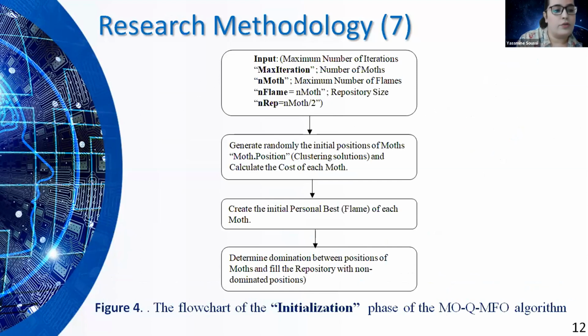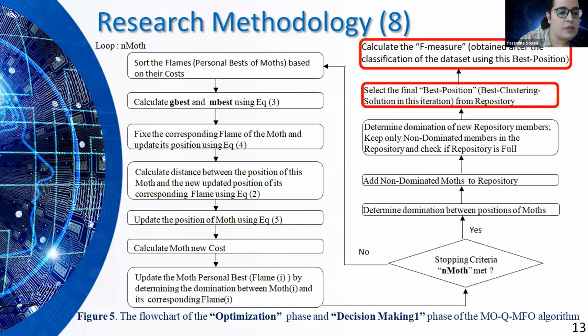The flowchart of the initialization phase consists in initializing the number of moths, number of flames, and number of iterations, and generating the initial moth, flame, and repository members. The optimization consists in updating the moth and flame positions and filling the repository.